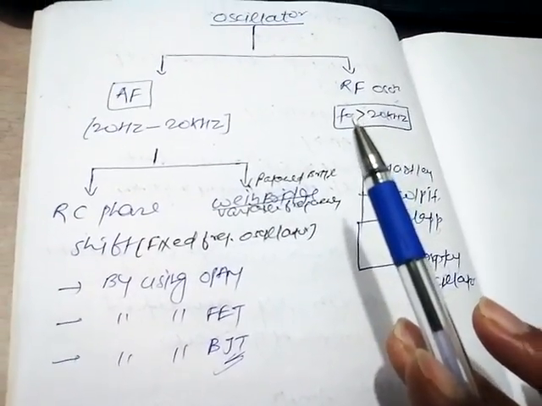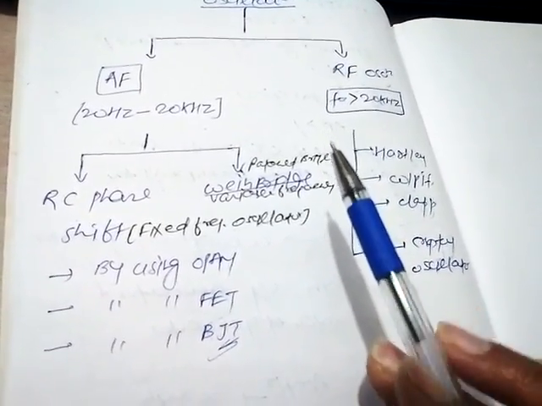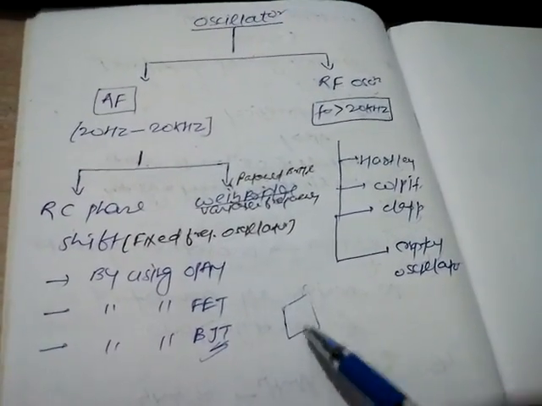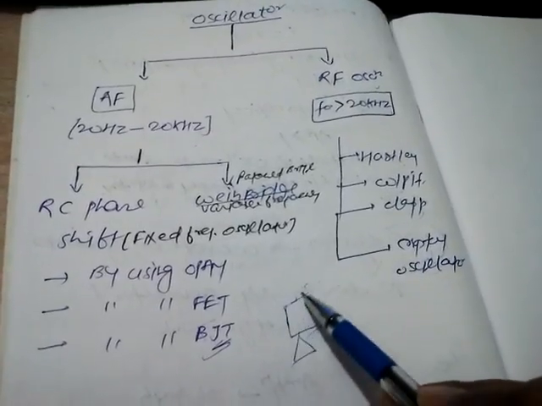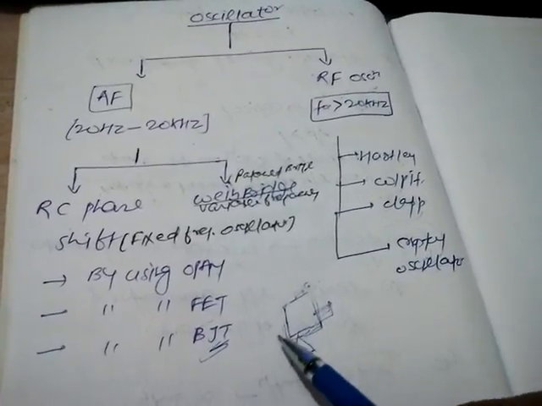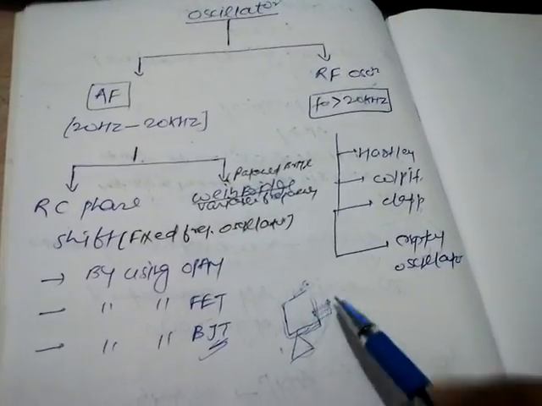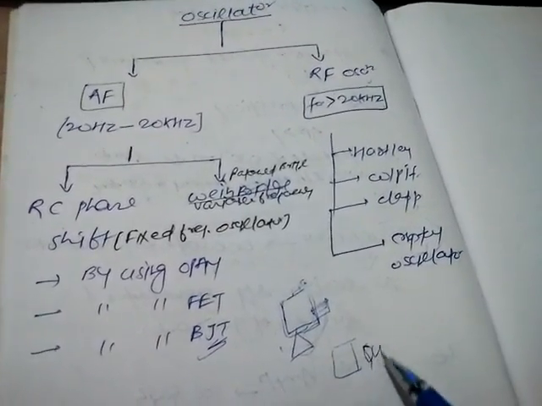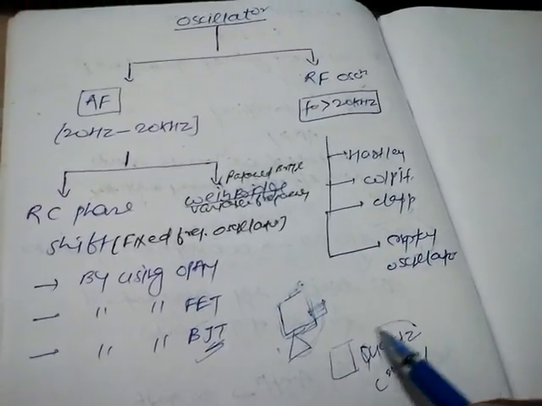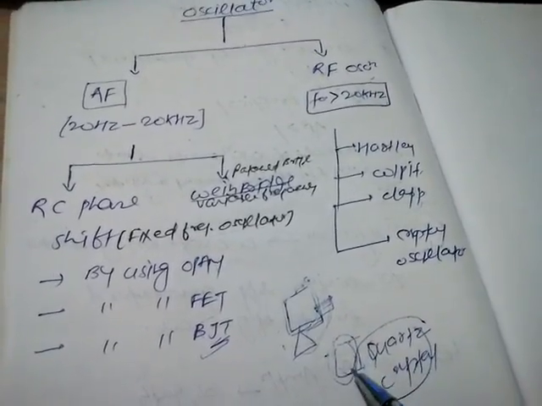But here a question arises: what is the practical use, and how can we visualize an oscillator in real life? Suppose this is a watch, an alarm watch. In the back side a battery is attached in the circuit. If you open the circuit of the watch, then you find a quartz crystal. A quartz crystal is included in this circuit, and that quartz crystal is also called a crystal oscillator.